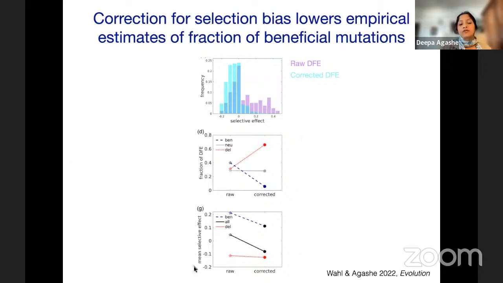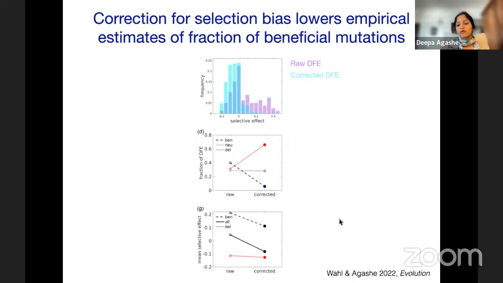And similarly, the average selection coefficient for all these mutations that are accumulated also reduces with the correction. Overall, these really big selective effects are now squished, and you can see that the DFE is squished much more between a smaller range of values because of these corrections that we're applying.